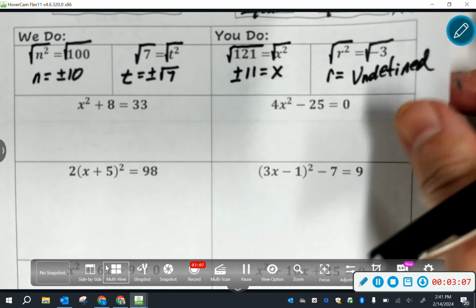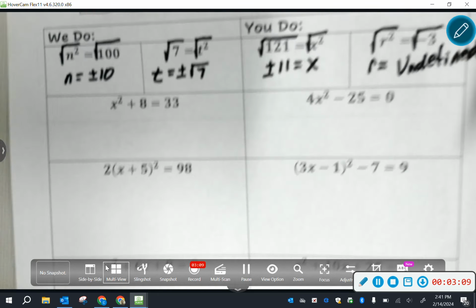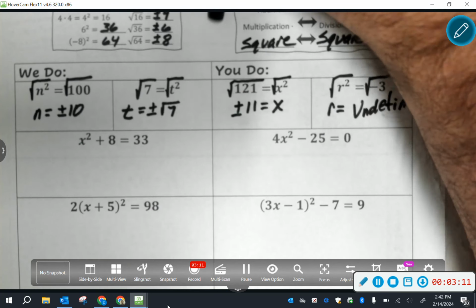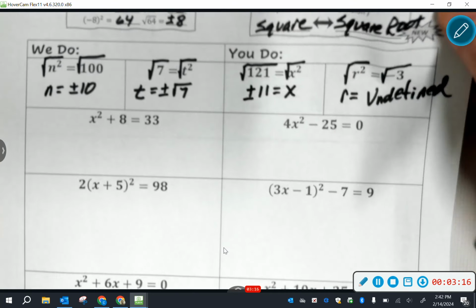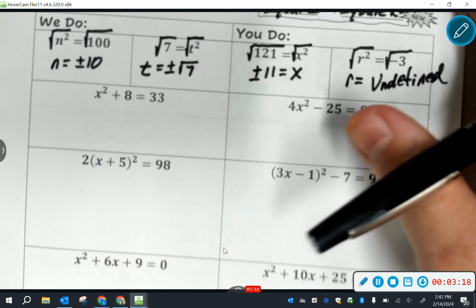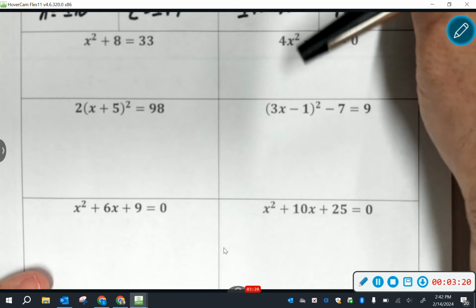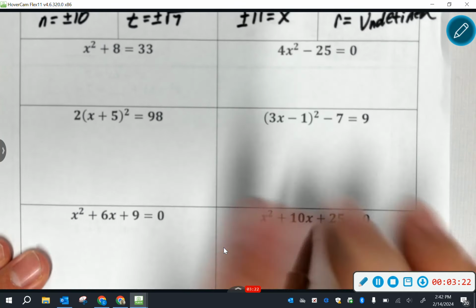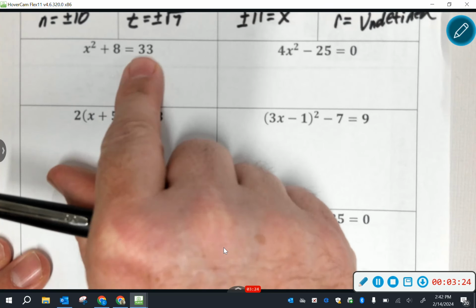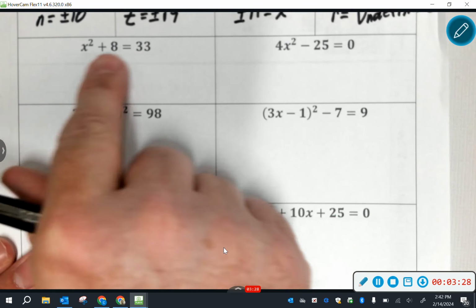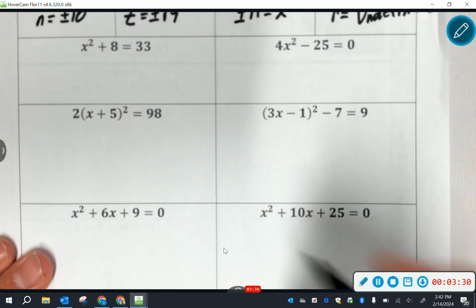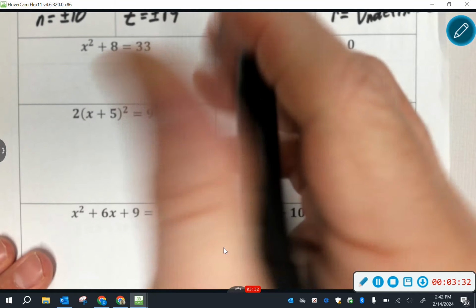Alright, so now we're going to add another step. So if you see, we have x squared plus 8 is equal to 33. Okay. So again, we're just solving a quadratic like we have been for the past several weeks. So x squared plus 8 is equal to 33.